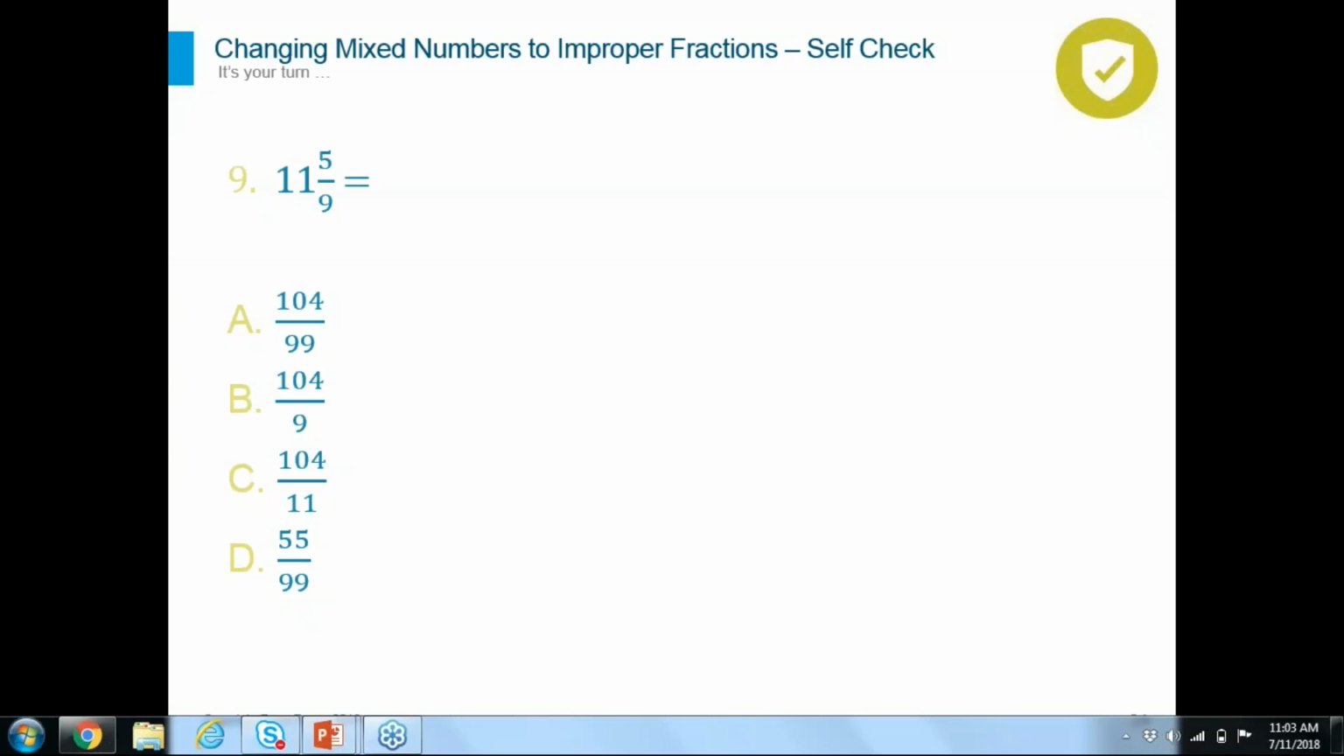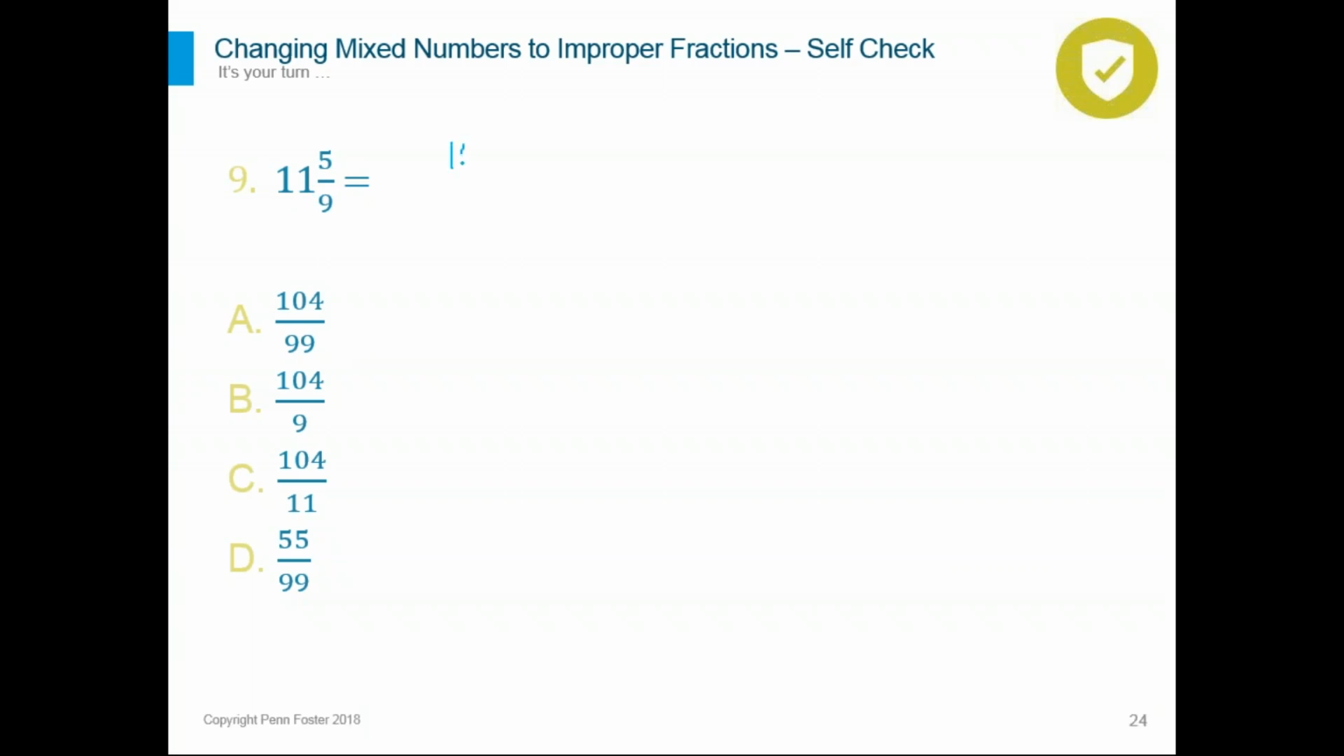Okay, let's do the question together. Again, we are changing a mixed number to an improper fraction: multiply and add. 11 times 9 is 99. 99 plus 5 will give you 104 on the top and 9 will stay on the bottom. So B is the right improper fraction for this mixed number.